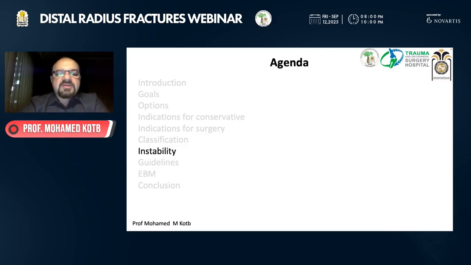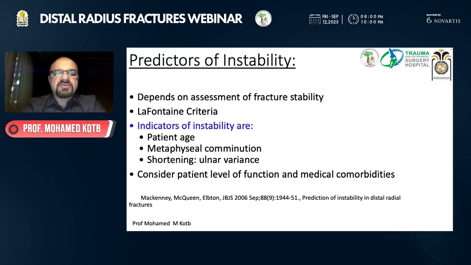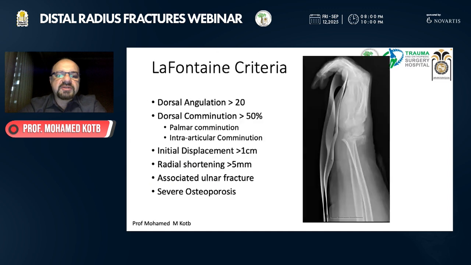What about the instability? There are some predictors of instability, as published in this paper, and it depends on the assessment of the fracture. You can use the LaFontaine criteria stated by Dr. Omar before, and we have some indicators of instability like the patient age, because the younger the age, the more instability you can have if you use conservative management, the metaphyseal comminution, and the shortening, which will lead to ulnar variance. So consider patient level of function and medical comorbidities. These are the LaFontaine criteria.